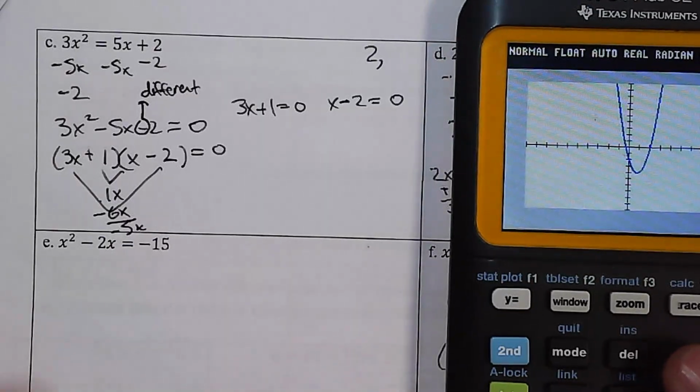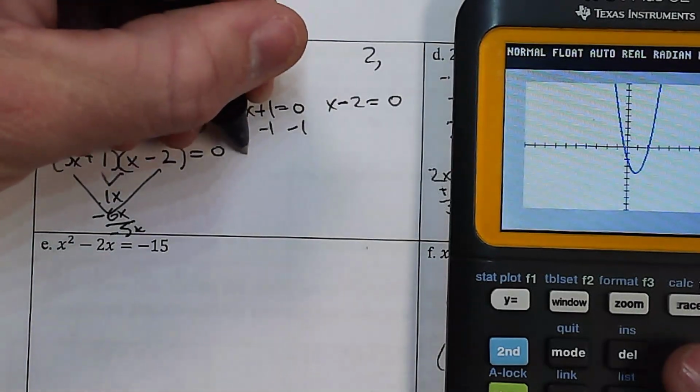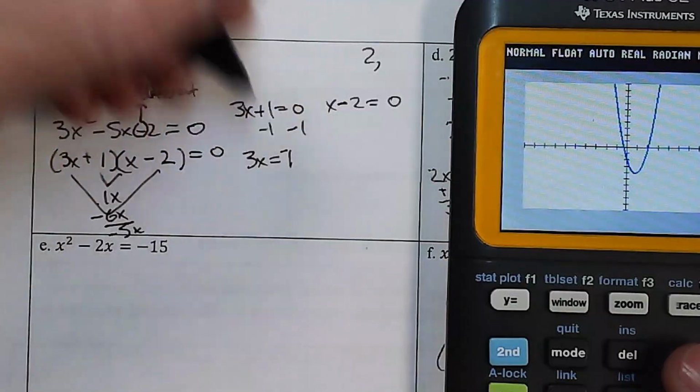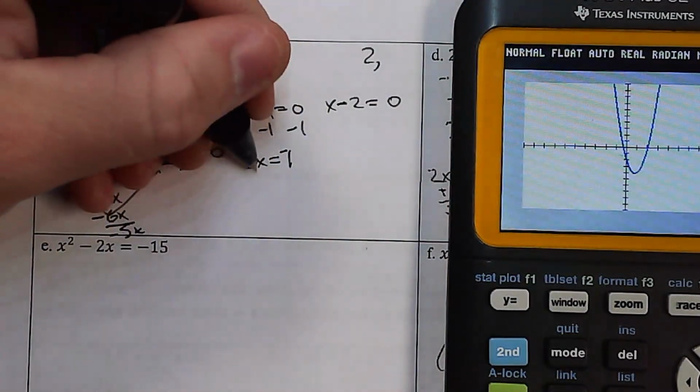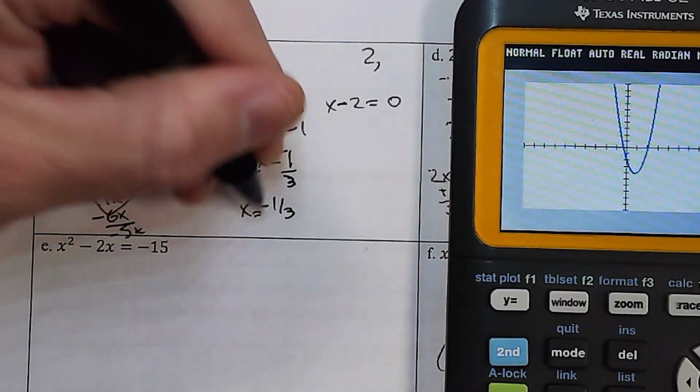All right, then I solve each one. Subtract 1, 3x equals -1. Then divide by 3. That was -1/3 over there.